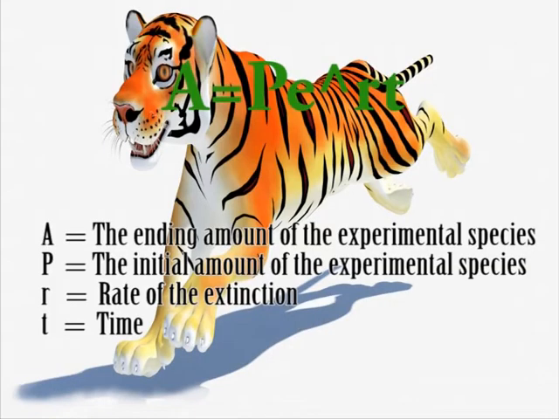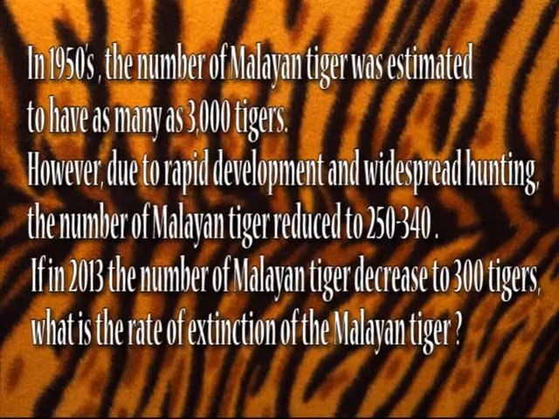The variables in this equation present as A is equal to the ending amount of the Malayan tiger, P is the initial amount of the Malayan tiger, R is the rate of the extinction, and T is time. By using this equation, we can find the extinction rate of Malayan tiger.